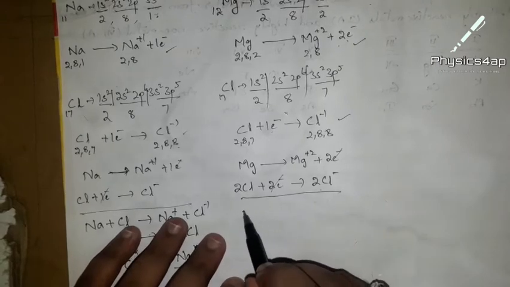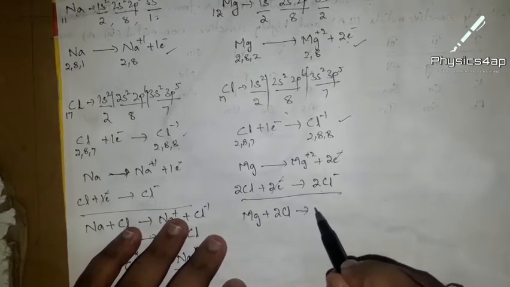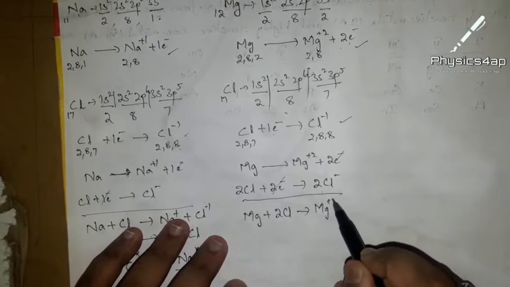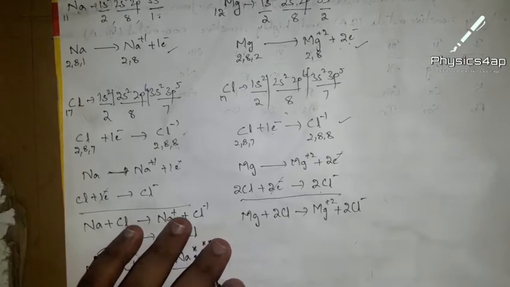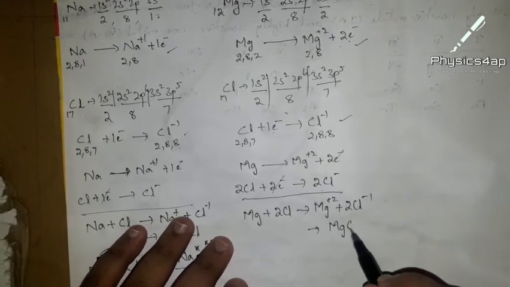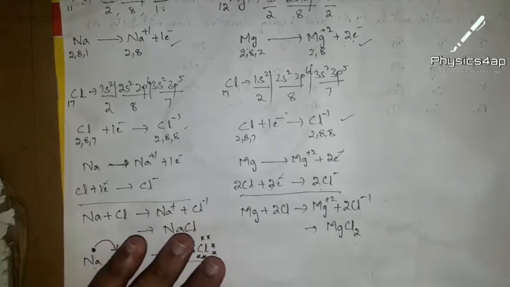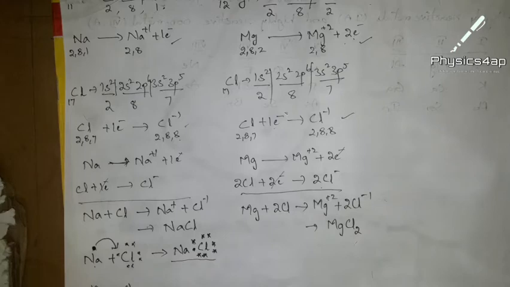Now when you write the whole equation, Mg plus 2Cl gives rise to Mg2+ plus 2Cl minus, which combines to form MgCl2. As 2 chlorines are there, we get MgCl2.